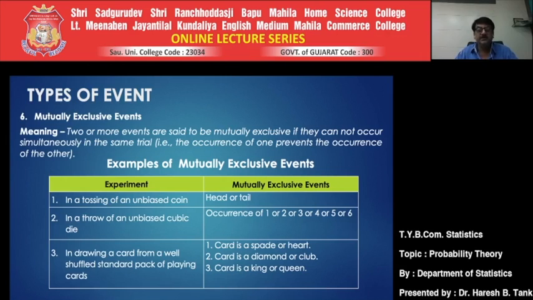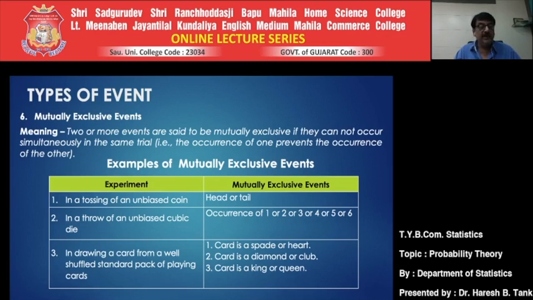Examples of mutually exclusive event. In tossing an unbiased coin, again we are tossing a single unbiased coin, getting a head or tail. Look, while getting a head, you are simply discarding the possibility of getting tail. If you get a tail, naturally you are discarding the possibility of getting head. So they are called mutually exclusive events.